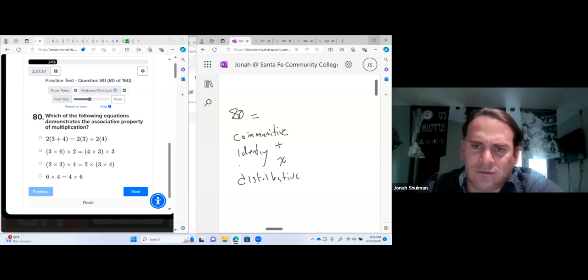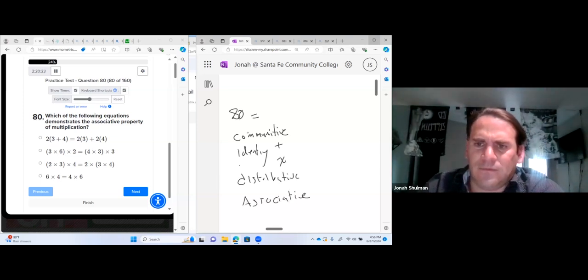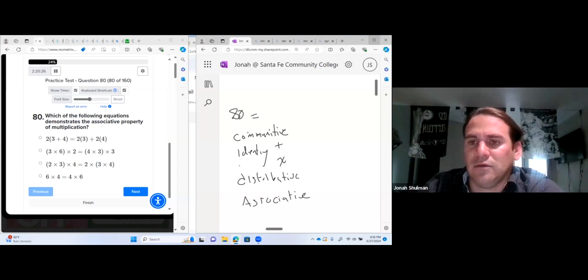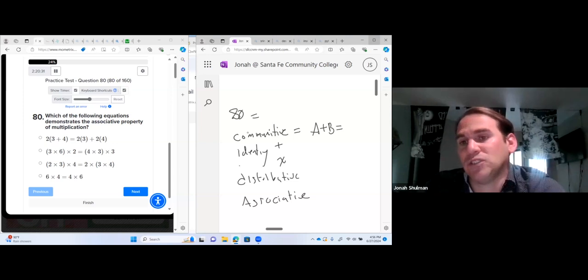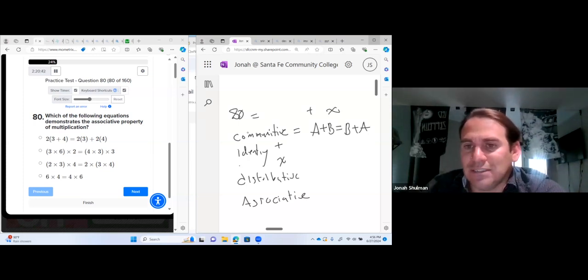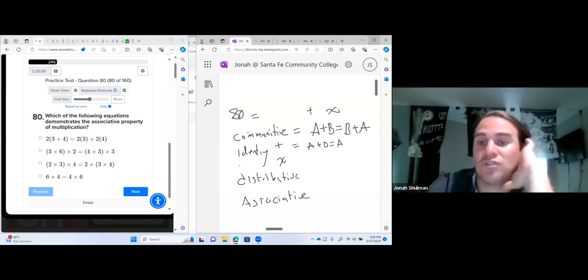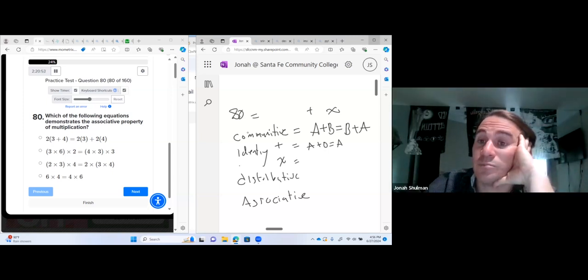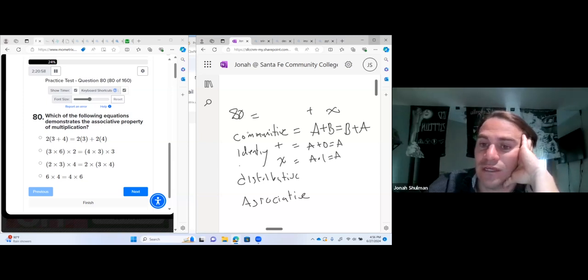So commutative is literally A plus B equals B plus A. And it works for multiplication too. Does it work for division? No, because A divided by B is not B divided by A. So this works for addition and multiplication. Now the additive identity basically means A plus 0 is A. Adding 0 to anything gives you what you started with. And the multiplicative identity is A times 1 is equal to A. You multiply by 1, you get it.